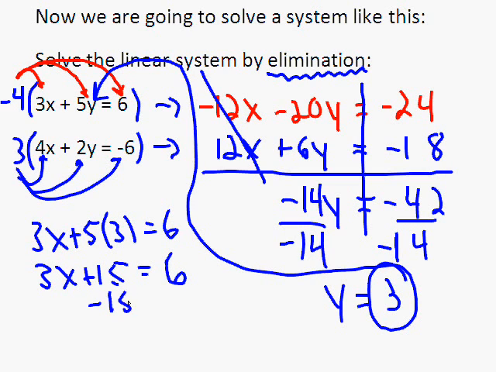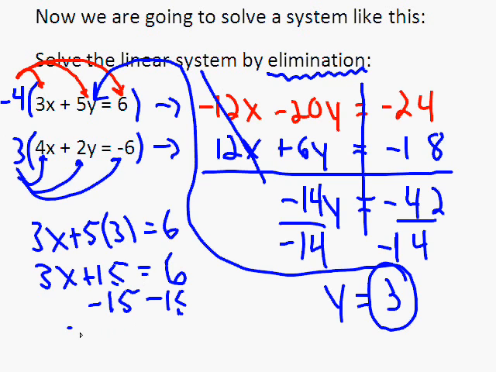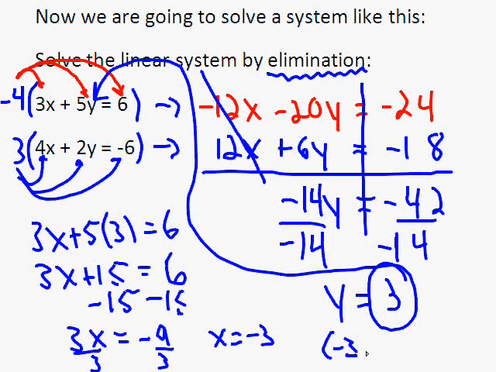And I'm going to subtract 15 from both sides. And it's going to give me, in the end, 3x is equal to 6 minus 15, negative 9. Divide both sides by 3, and we get x is equal to negative 3. So our solution should be negative 3, comma, positive 3.